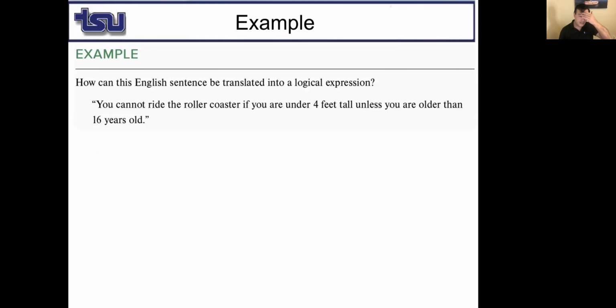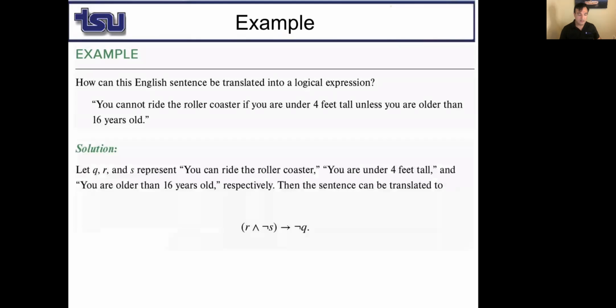Okay, so this might be a little bit tricky. You cannot ride the roller coaster if you are under 4 feet tall unless you are older than 16 years old. So in order to ride the roller coaster, there are 2 conditions. One, you must be older than what? 16 years old. Another one, you should be taller than 4 feet. Otherwise, you cannot ride the roller coaster.